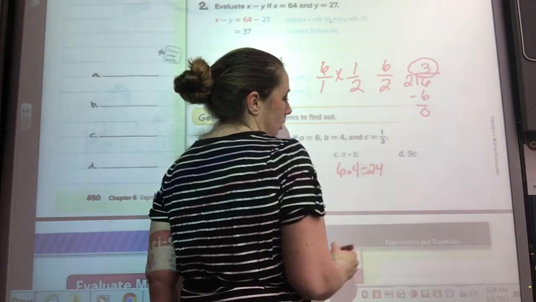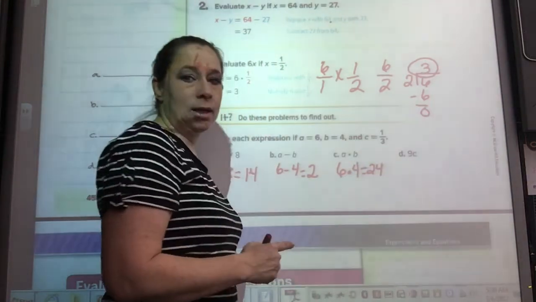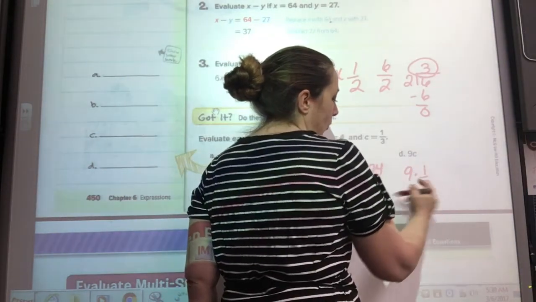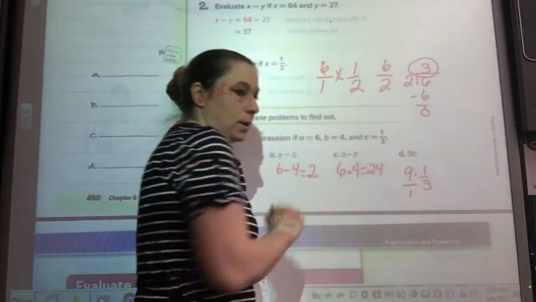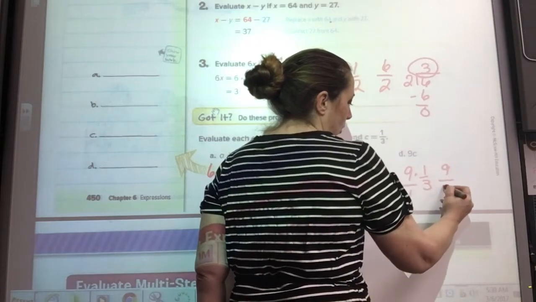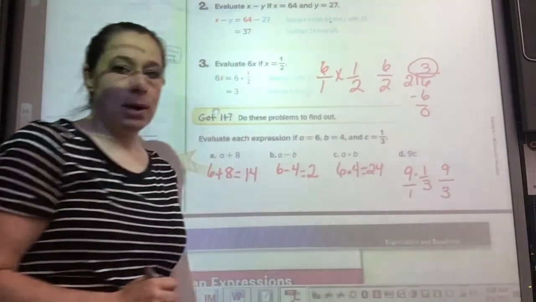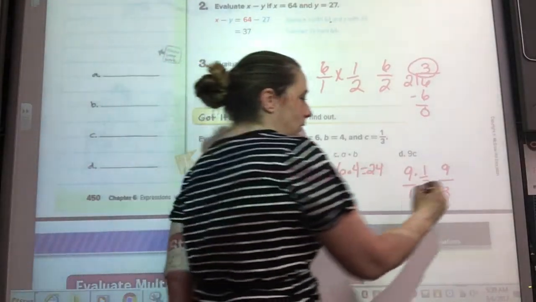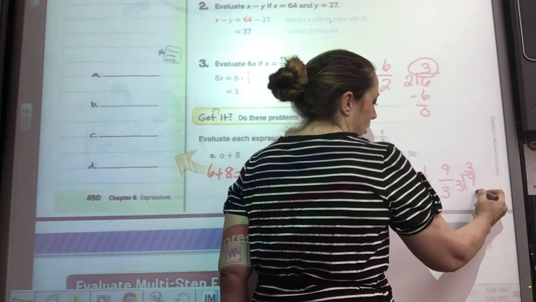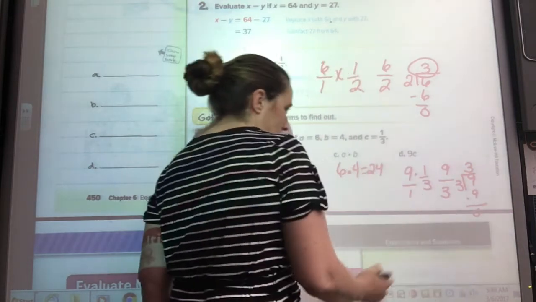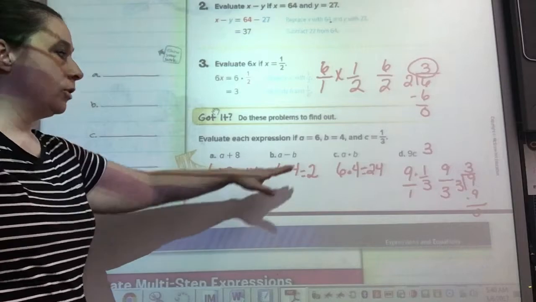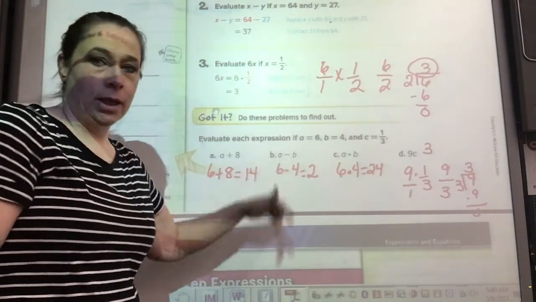Good, 24. And 9c, remember if a letter is right next to a number, it automatically means multiply. So 9 times 1/3. And remember, if we have a whole number, we just put it over 1 and multiply straight across. So we have 9 times 1 is 9, over 3 times 1 is 3. That's an improper fraction because the numerator is bigger than the denominator, so we have to divide. And we would find that 3 goes into 9 3 times. So our answer for this one is just 3. All you're doing is taking whatever this letter is worth, plugging it in and solving it.